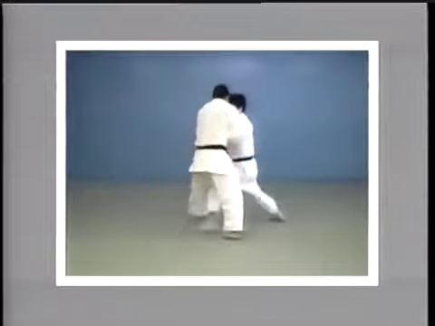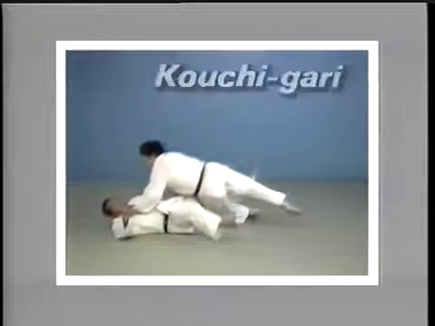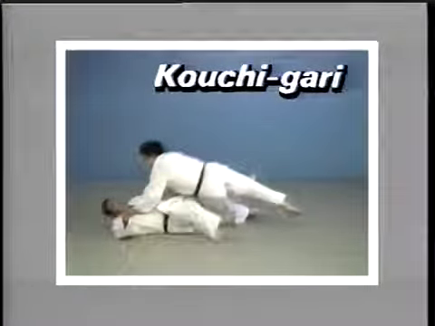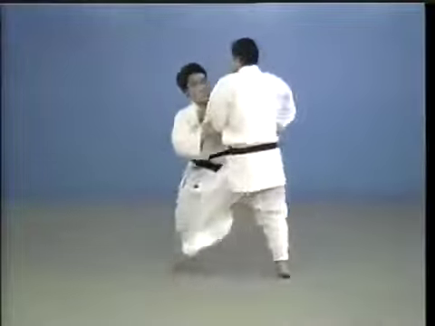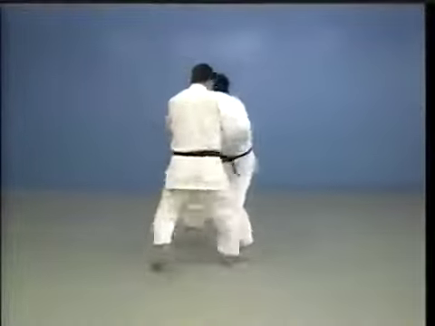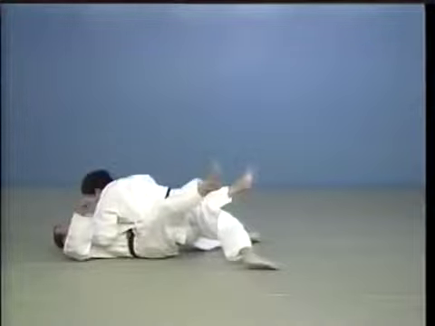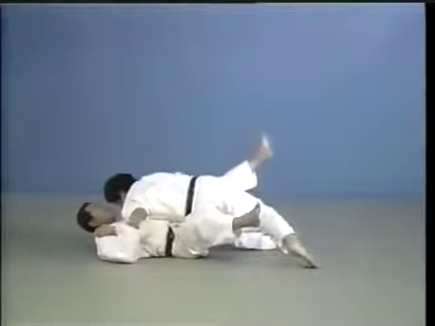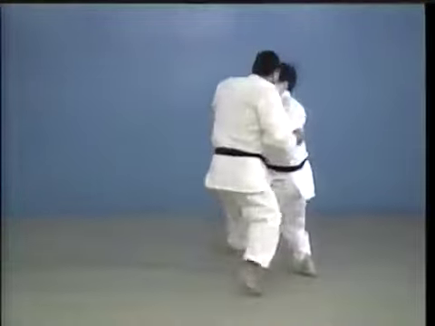Ouchigari. In Ouchigari, you pull your opponent's foot forward, then you clip just as his foot comes down on the mat. In this instance, you cut down on the retreating foot of your opponent.